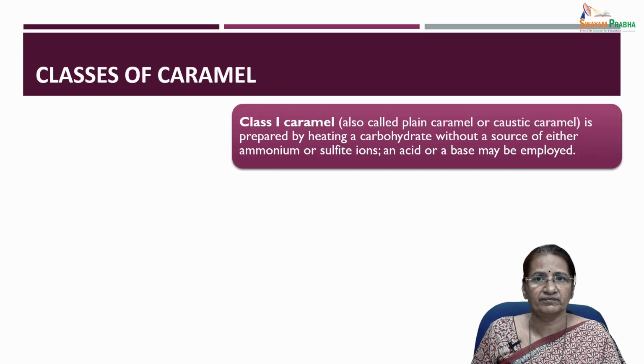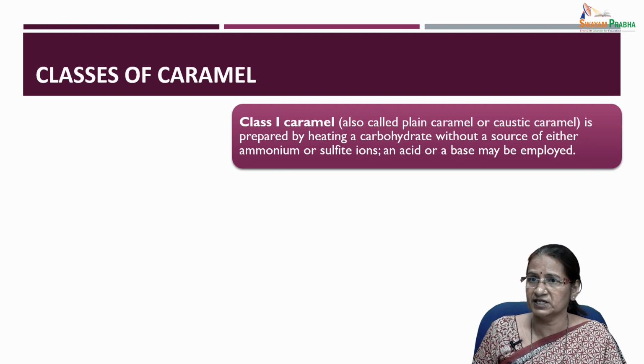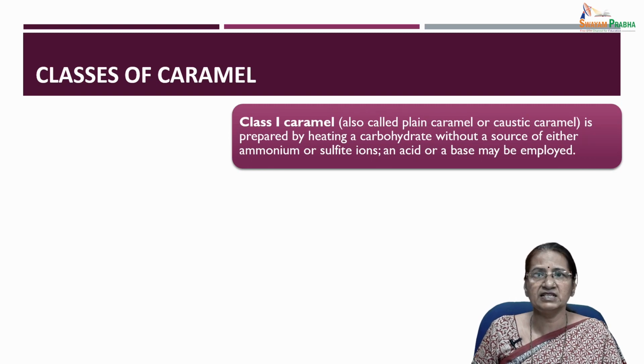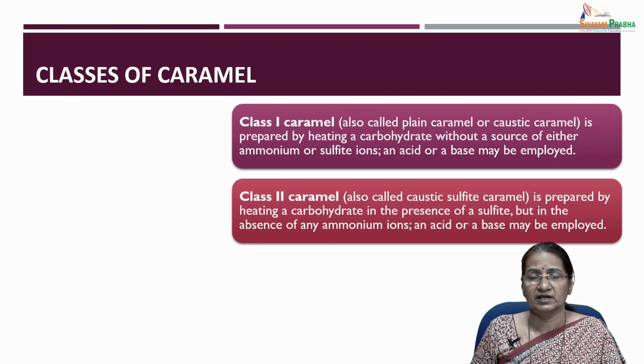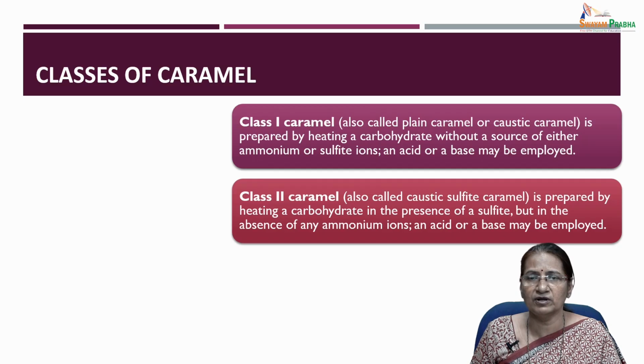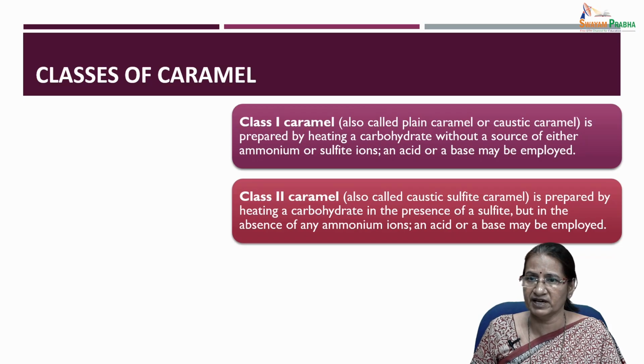Classes of caramel. Class 1 caramel, also called plain caramel or caustic caramel, is prepared by heating a carbohydrate without a source of either ammonium or sulfite ions. An acid or a base may be employed. Class 2 caramel, also called caustic sulfite caramel, is prepared by heating a carbohydrate in the presence of a sulfite, but in the absence of any ammonium ions. An acid or base may be employed.